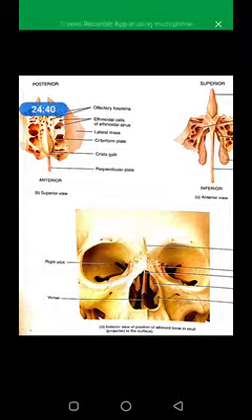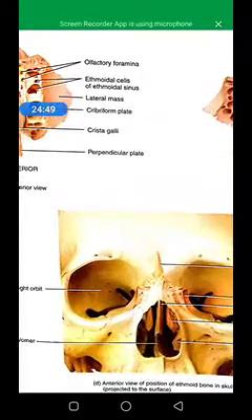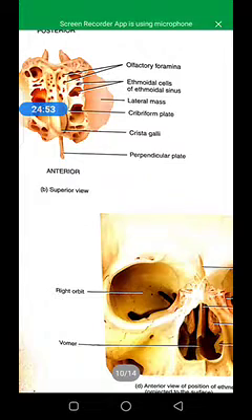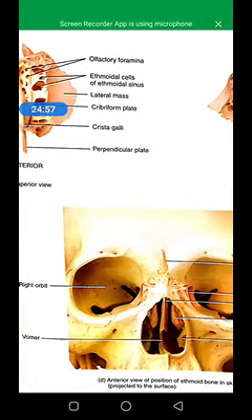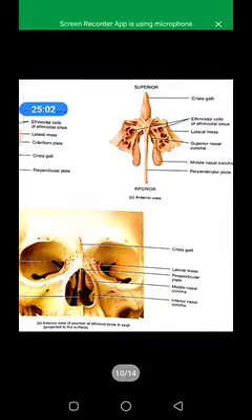Now here you can see it from the superior view. The superior view and the inferior view are like this, with the various things present in the concha and the ethmoid bone.